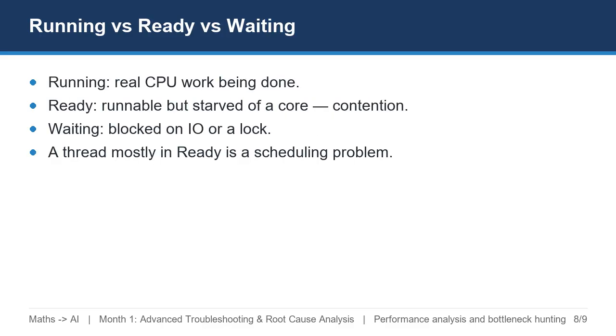In WPA, the thread state breakdown is gold. Time in running is genuine CPU work. Time in ready means the thread could run but no core was free for it, that's contention or a priority problem. Time in waiting means it's blocked on I/O or a lock. So a thread that's mostly ready is a scheduling problem, not a CPU capacity problem, and that's a completely different fix. This is how you avoid throwing more cores at a contention bug.